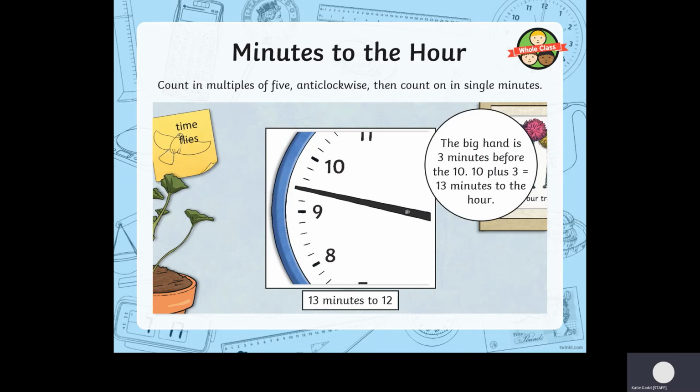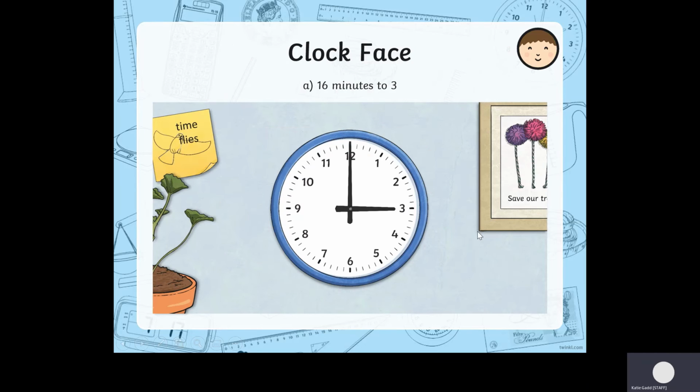The big hand is 3 minutes before the 10. So 10 plus 3 is 13 minutes.